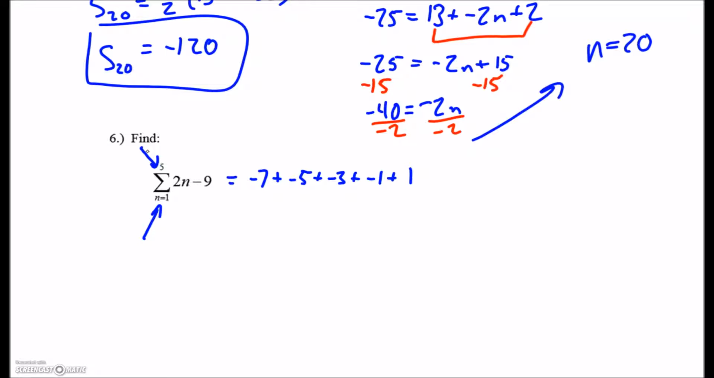So now I have all these. Sigma's just telling me to add these things together. So I add them up. It looks like it gives me a negative 15, and that's it. Okay, so sigma means, hey, take this thing, find the terms that it's asking for. In this case, it was 1 to 5, and then add them together.